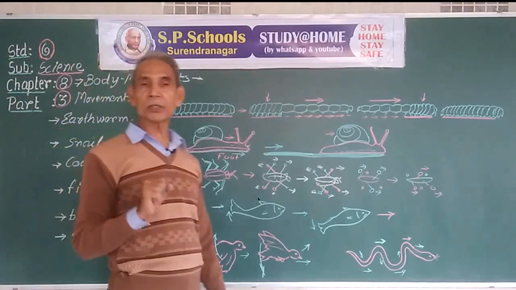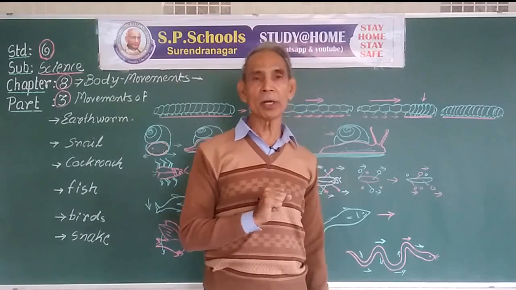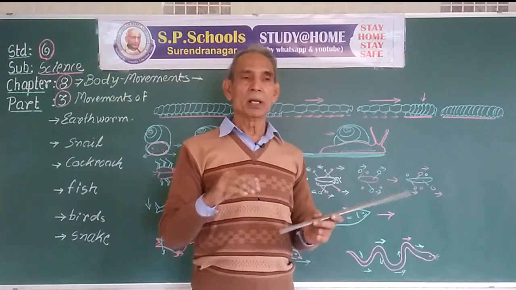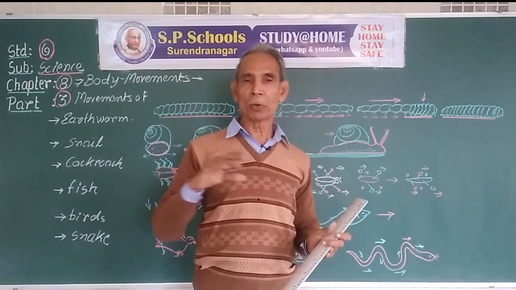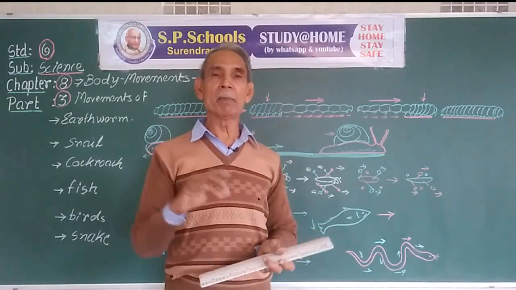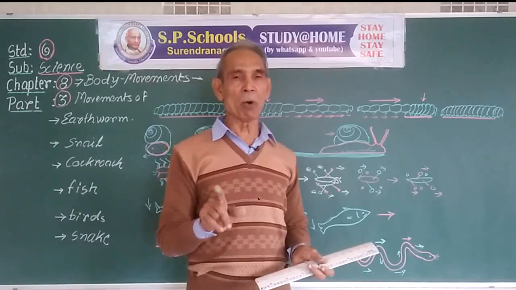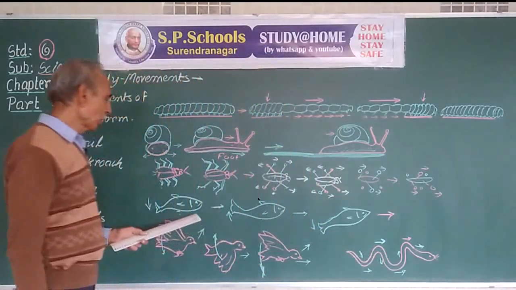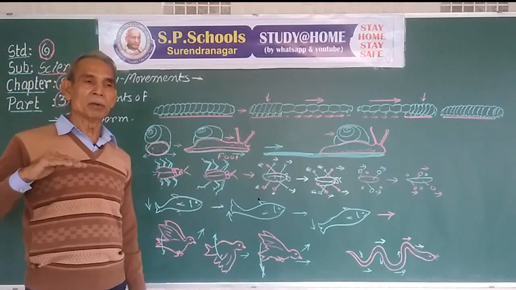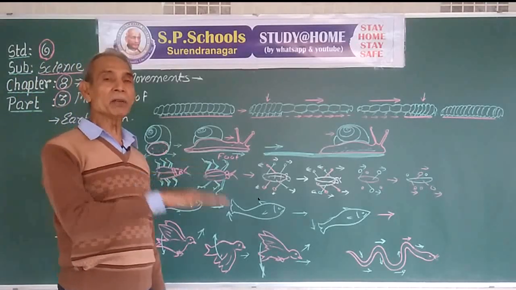Now, what is a streamlined type of shape of the body? Anterior pointed part, posterior pointed part, and middle thick part make the body streamlined in shape, so that it can move easily in water.